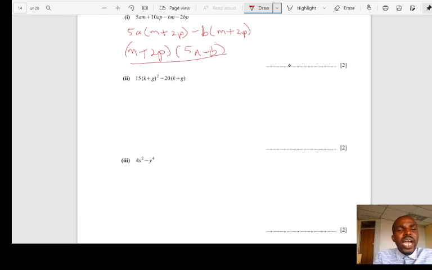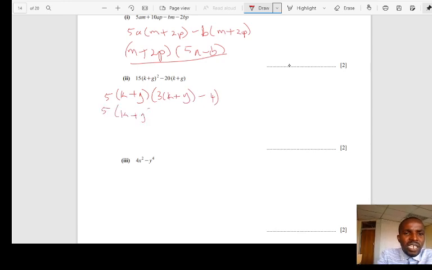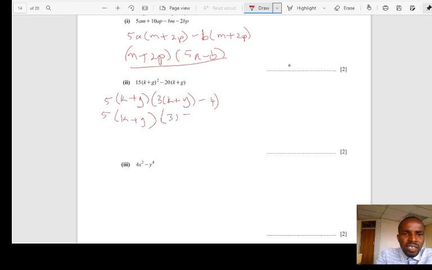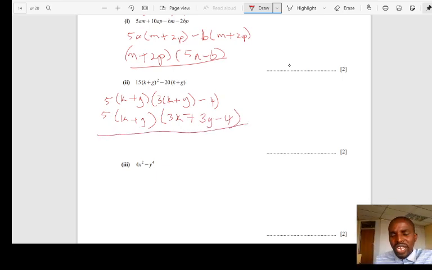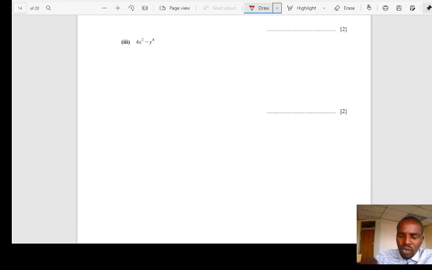Next, write this one, item 2. There is k plus g everywhere. So we factor out k plus g, the common factor here. And also on the numbers 15 and 20, there is 5 here. And we'll be left with 3 times k plus g, then minus 4. Then it will be 5 times k plus g. Just remove brackets inside. 3k plus g plus 3g minus 4. So this will be your answer. Done. Take note.